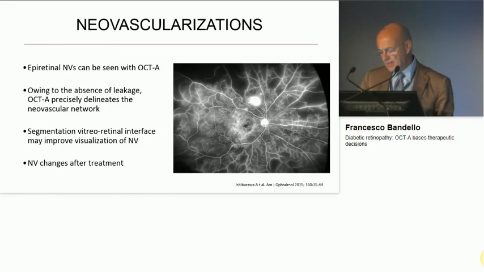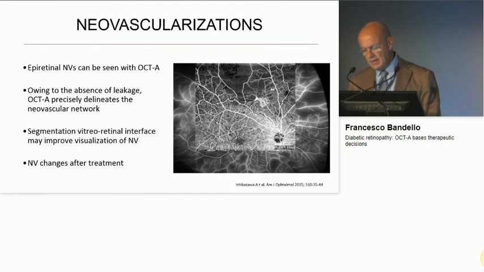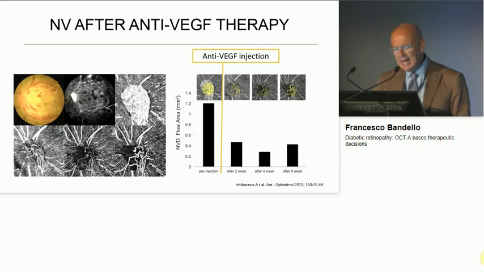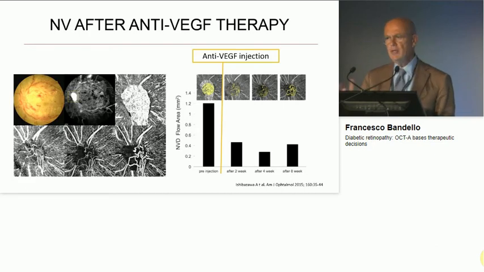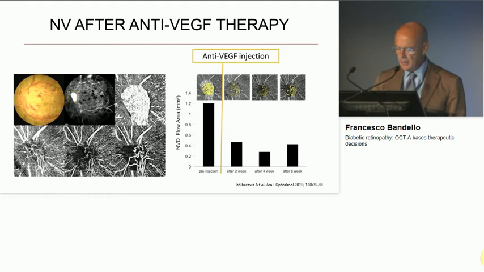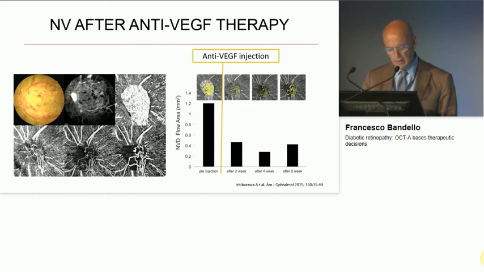What about new vessels? New vessels, as you know very well, you do not need OCTA to recognize, but what can we see using it? You can see them very well. You have, again, no problem related to leakage. You can see the shape, the silhouette of new vessels very well using OCTA, as you can see here, for example. And the other point is that you can see how these new vessels change their shape, their morphology, on the basis of the treatment that you are using to produce their regression.